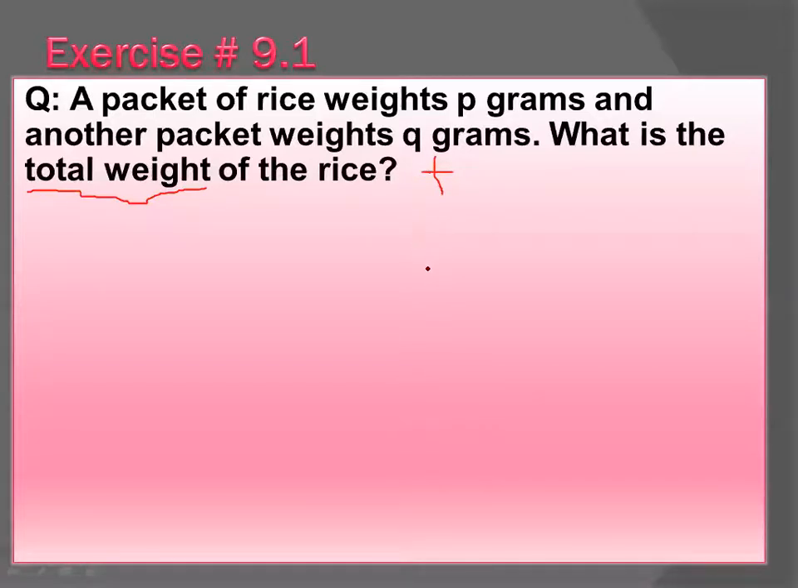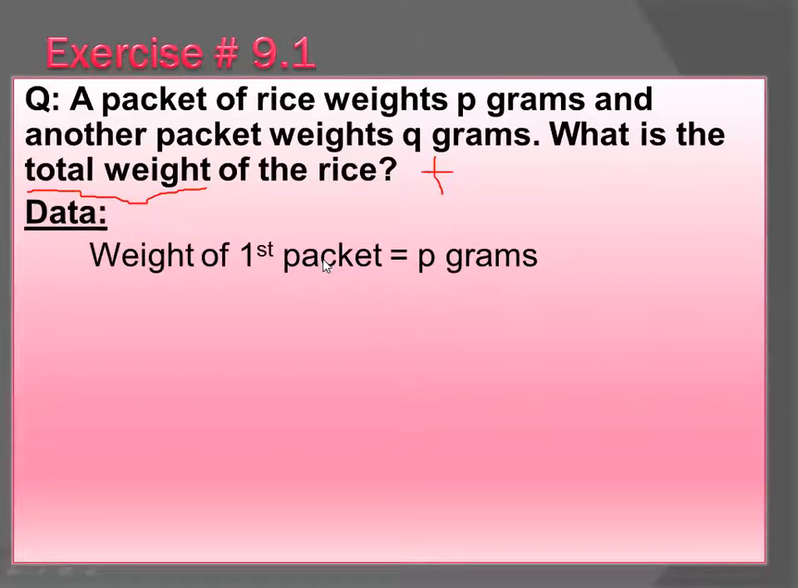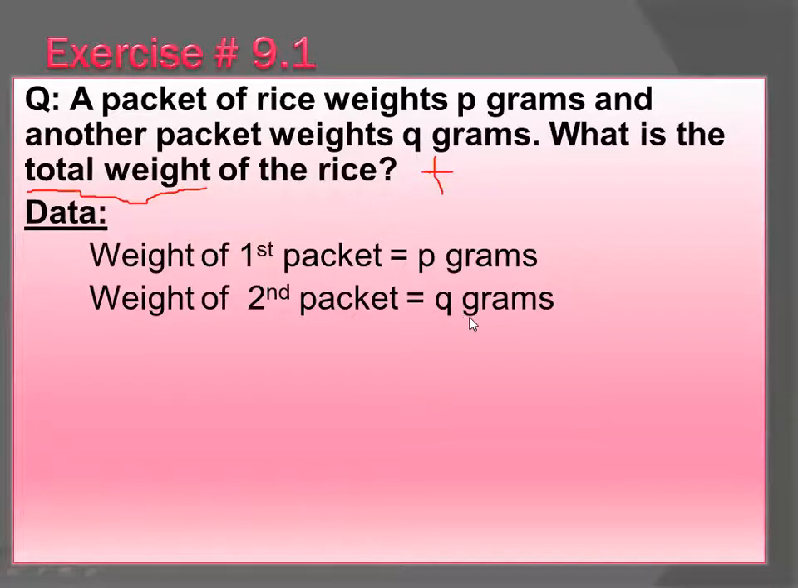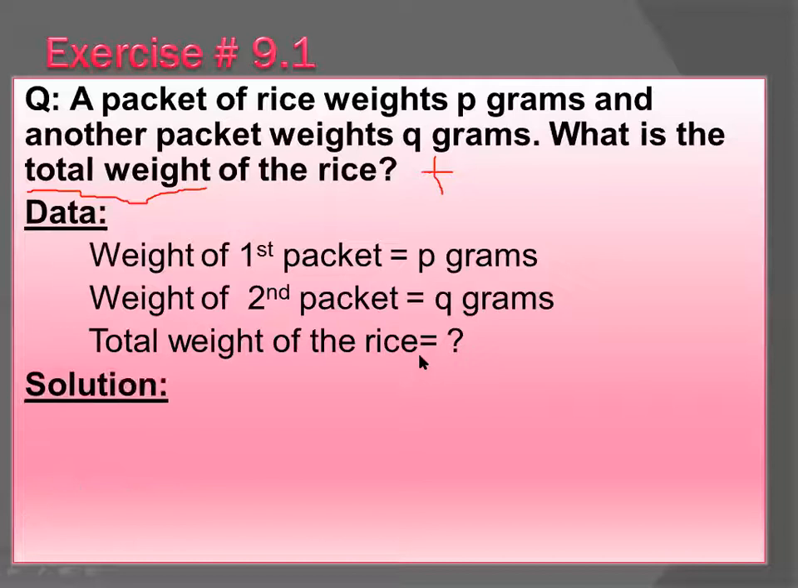Before that, you will start with the data. What will be the data? Weight of first packet is equal to p grams, and the weight of second packet is equal to q grams. So total weight of the rice is equal to question mark. Here we are going to perform addition. In the solution, how will you write it? Simply you will write p plus q grams, in brackets.